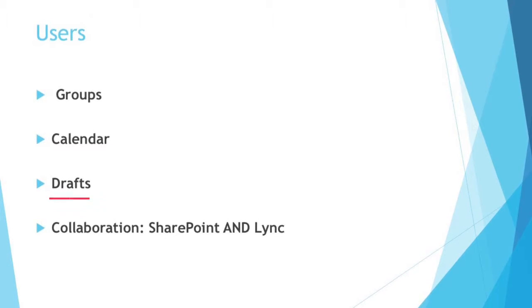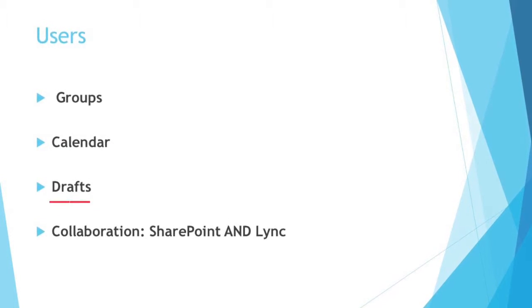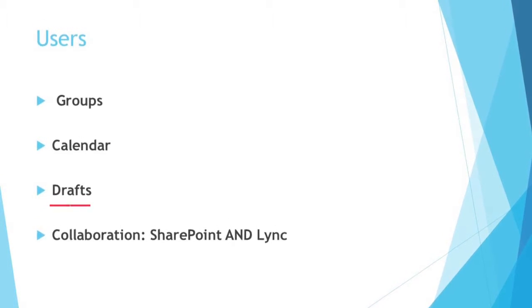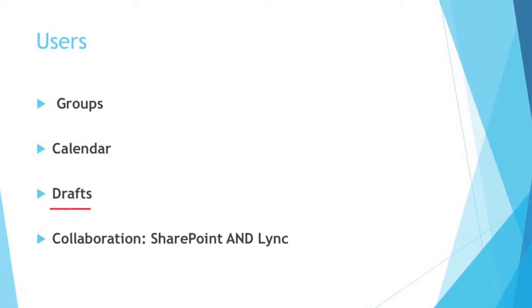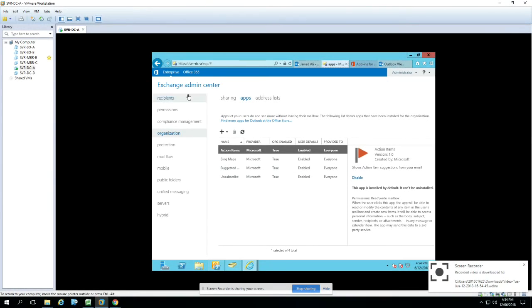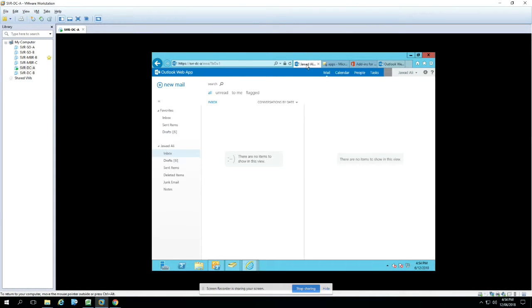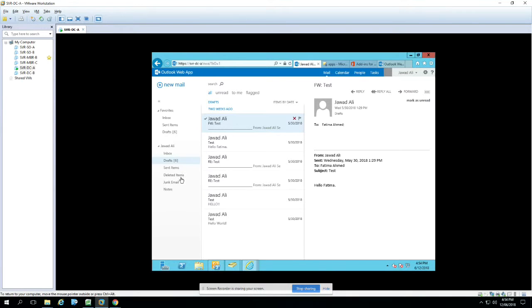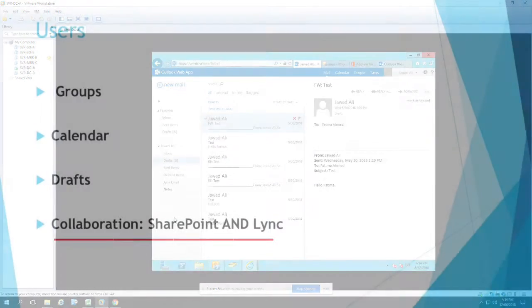Drafts are used to save unfinished emails or ones that failed to send due to internet connection failure. The emails can be saved offline and the user can send them anytime later. To demonstrate this point, here's an example of a number of emails that were sent offline and were saved in the user's draft folder.